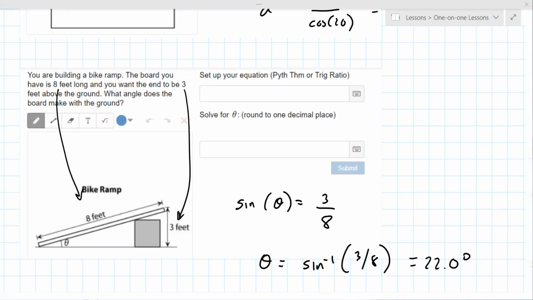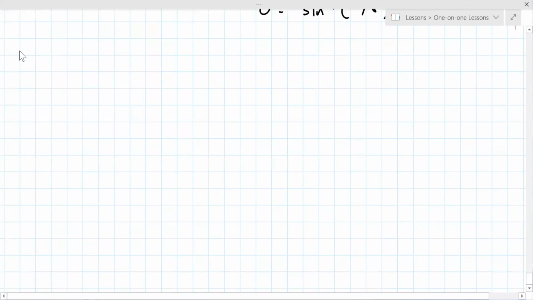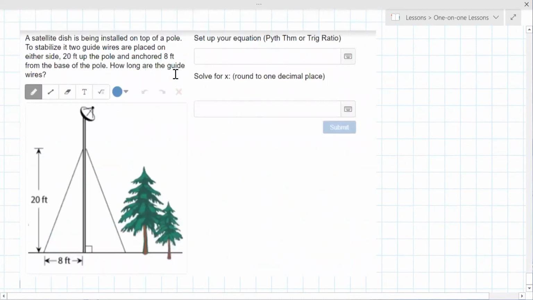Next one here is a satellite dish. How long are the guide wires? Sorry, let me get to where I can snip this in. There that is. Okay. Great. So a satellite dish is being installed and they want to know how long the guide wires are. That's this length here. This 20 is really this right here. This is a right triangle. So which side of the triangle are we solving for?